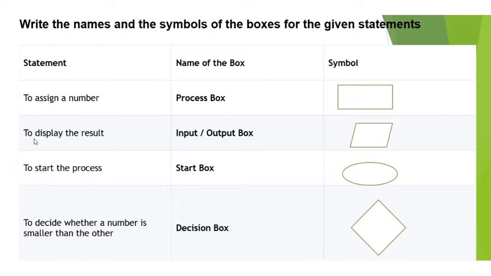Okay. Now second is to display the result. If you have created a flowchart and you reached the last result portion, now you have to tell which shape or symbol will represent a display or a result. So this trapezium, it is an input and output box. It is called the input and output box and it represents displaying the result.